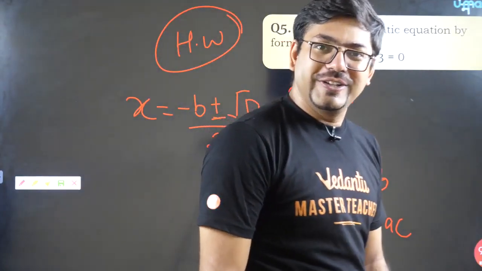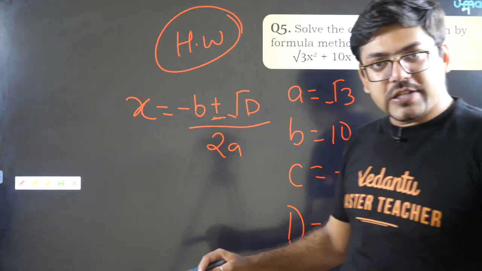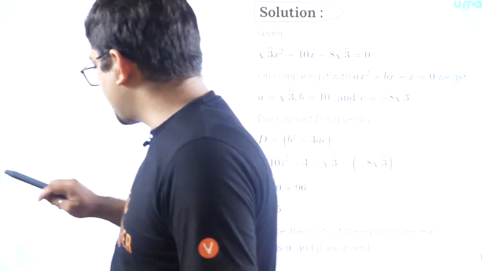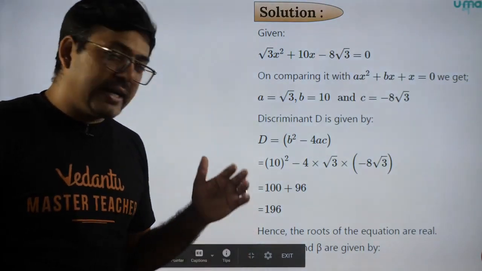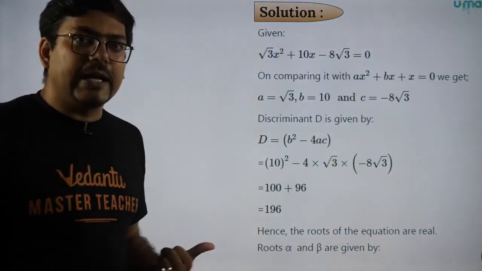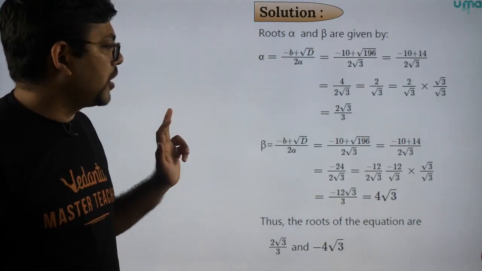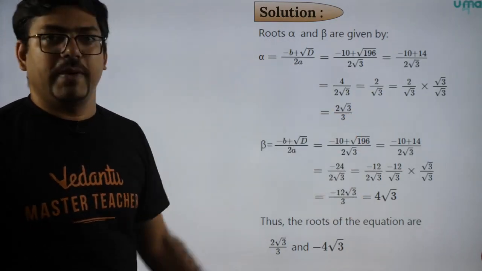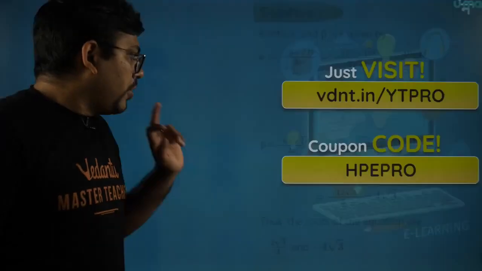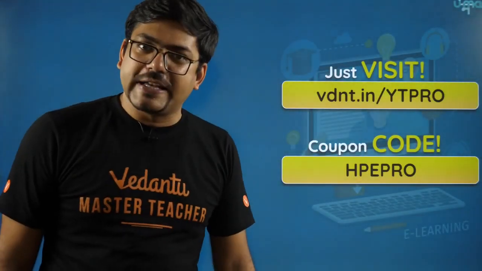Okay? Cool? By the way, in case any one of you gets a problem in this question, you have the solution also. So I have just pasted the solution for you guys. You can take a look, pause the video, see the entire solution and see whether you are getting the same thing or not. Discriminant 196 and zeros as 4 root 3 and 2 root 3 by 3. Okay? Cool.